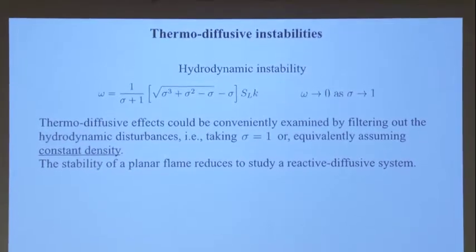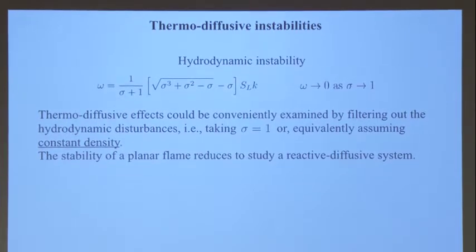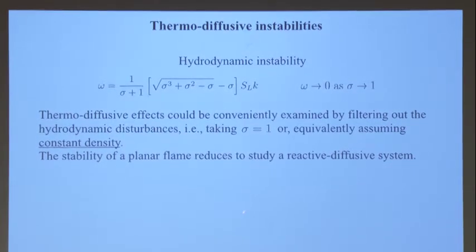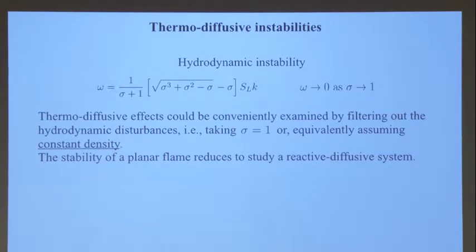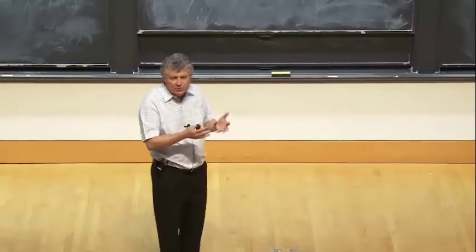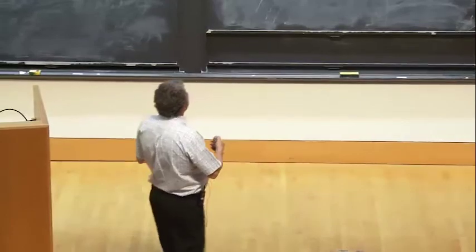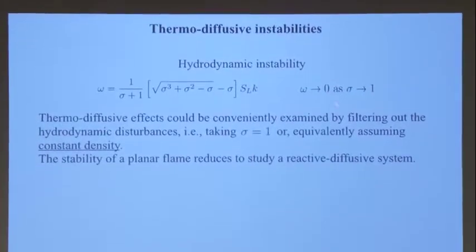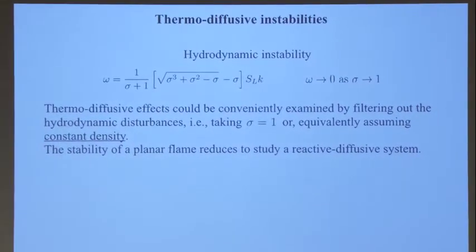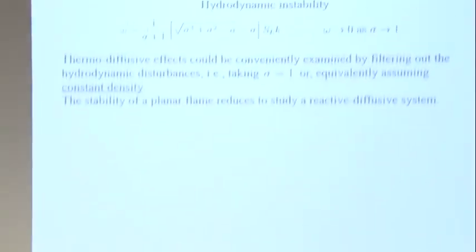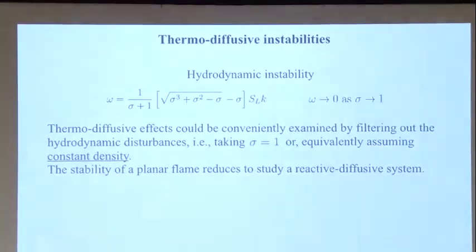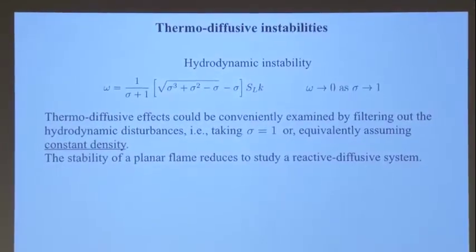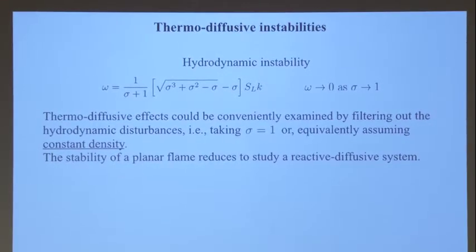So, thermodiffusive instability. This is the next quick topic that I want to cover. Well, it's difficult because, again, we don't have a way to grasp a simple solution to perturb. So what people have done, they say, okay, you see the hydrodynamic instability gets weaker and weaker when sigma goes to 1, in other words, when the thermal expansion is small. So let's filter out the hydrodynamic disturbances by taking sigma to be 1, in other words, by assuming the so-called constant density approximation.